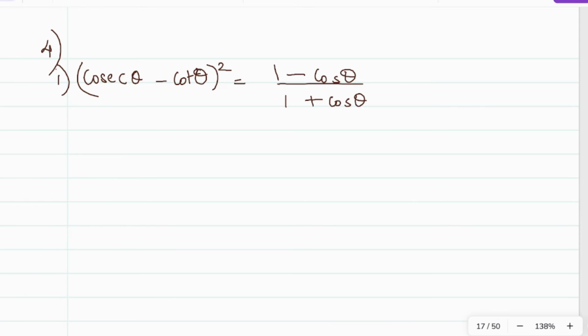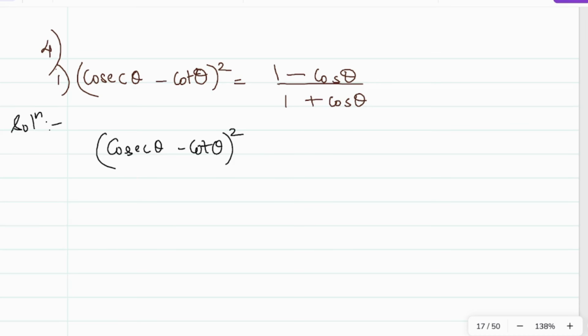Let me take my LHS. This is our LHS, right? So let me write the solution. LHS is equal to cosec² minus cot², the whole square. I'm solving with the LHS part first, and I'm trying to make my LHS equal to RHS.